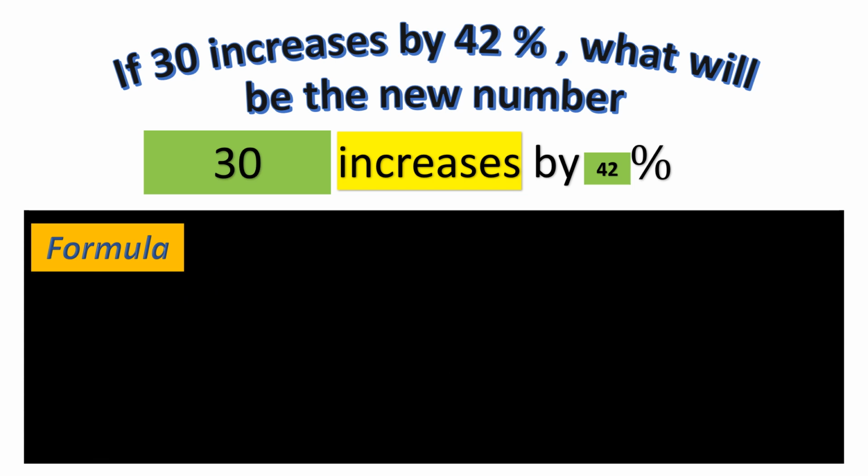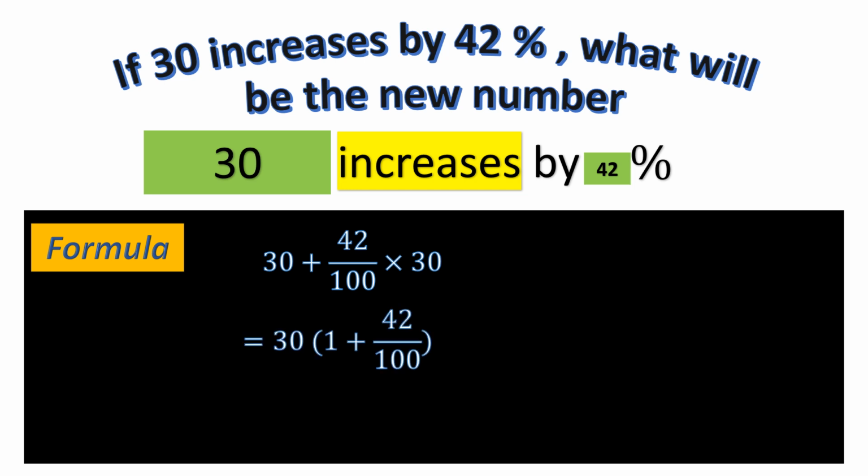So basically, this formula is a derivation of the previous formula. See, if there is 30 plus 42 by 100 into 30, in both these terms there is one common number, that is 30. So we can take 30 as common, and in the bracket we will get 1 plus 42 by 100. If you know factorization, then you will understand this. So we can also write it as 1 plus 42 by 100 into 30.